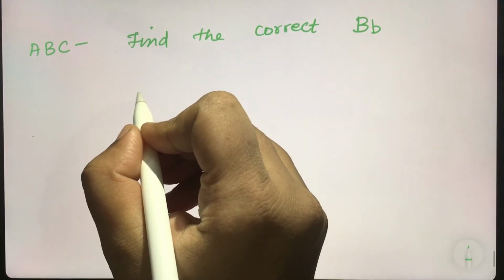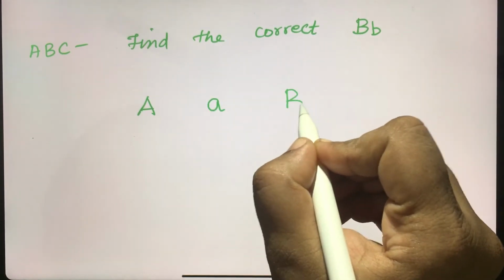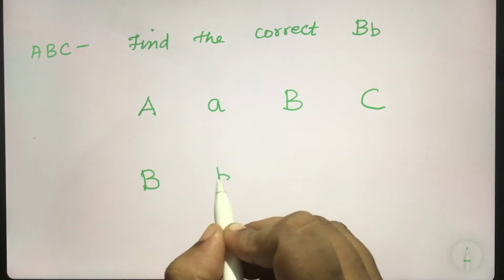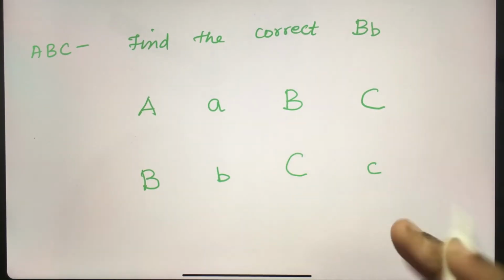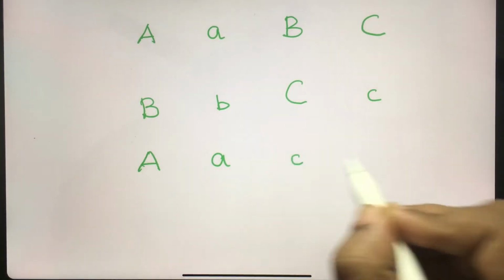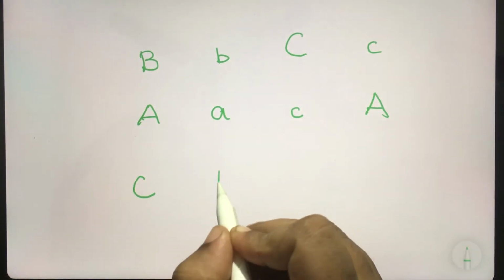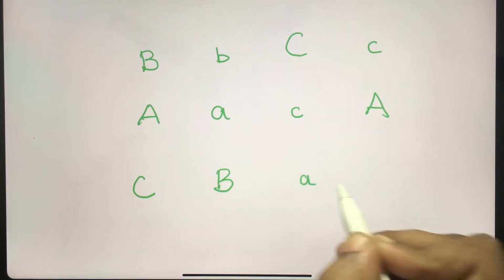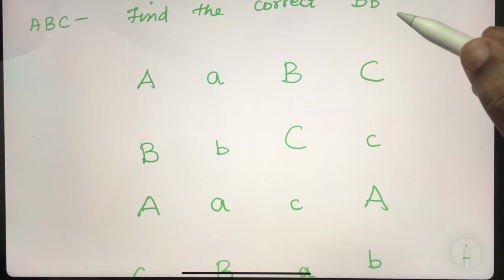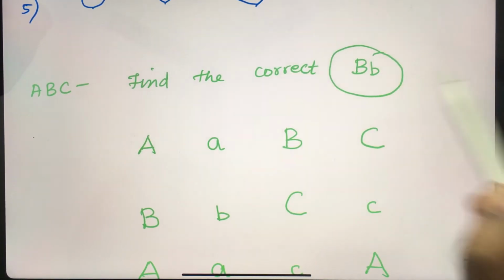I am going to mix and write some alphabets. A, B, C, B, C, A, C, A, C, B, A and B. So I want my kid to find out B, uppercase B and lowercase b. So finding out uppercase B and lowercase b.